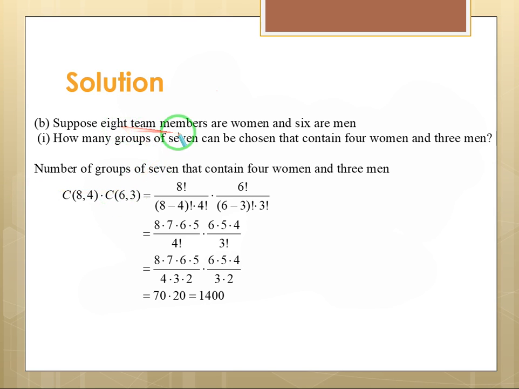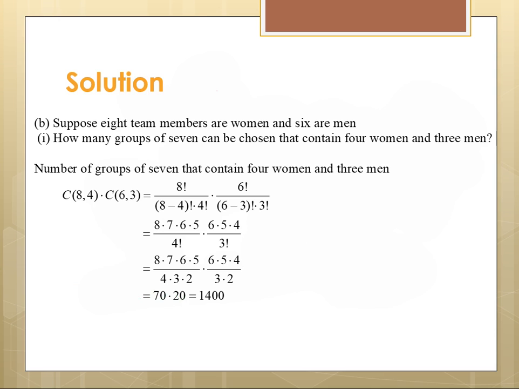Part B: suppose 8 team members are women and 6 are men. In part 1, how many groups of 7 can be chosen that contain 4 women? So it's 8 choose 4 for the women, and 6 choose 3 for the men, because again it's a combination. Make it a combination, solve it, and you will have your answer.